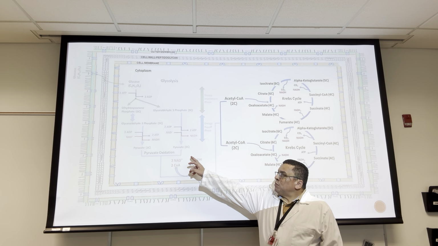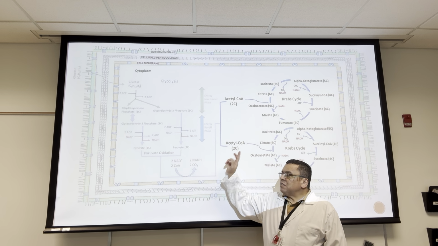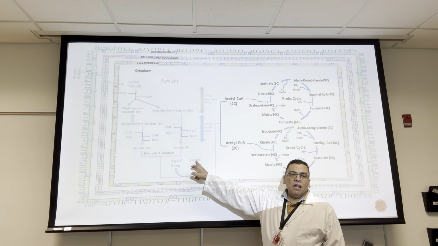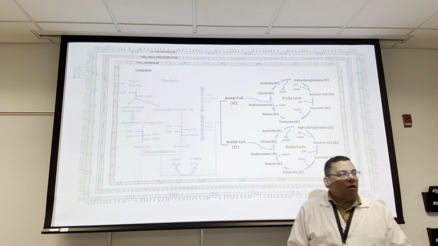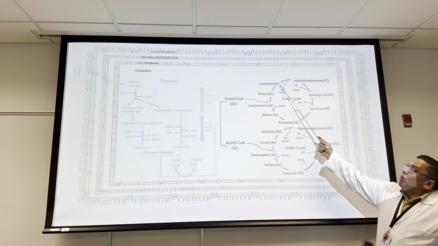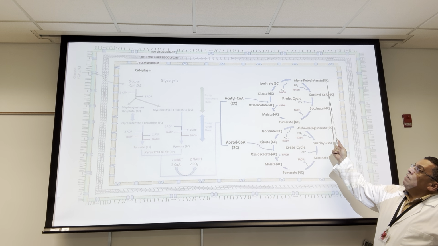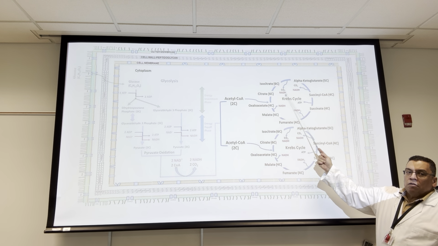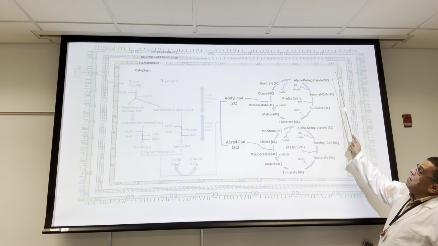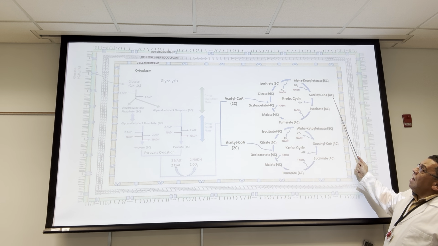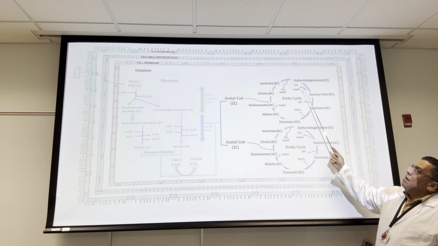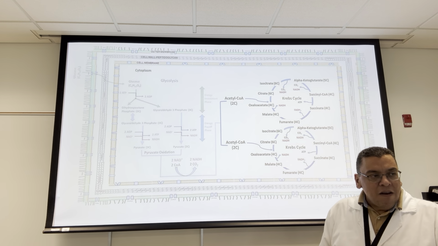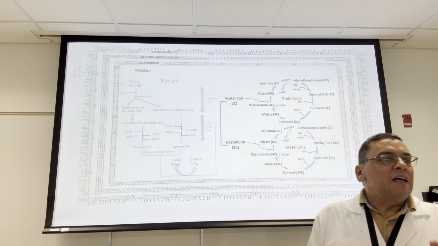Did my number decrease from 3 to 2? Yes, that means I made CO2, which means I also made NADH. Look up here. Did my number go from 6 to 5? Yes, that means I lost a carbon and I made NADH. Did my number go from 5 to 4? Yes, that means I lost a carbon and I made NADH. Every time I lose a carbon, I make NADH.